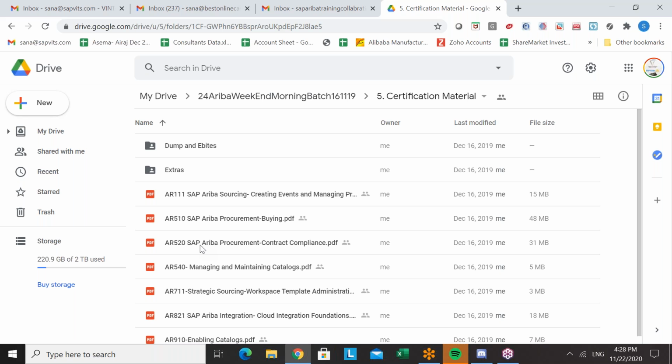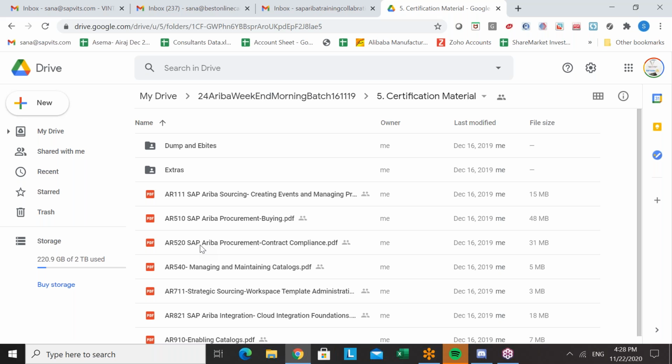And yes, 80% of the content of the certification is covered in our session, but 20% is missing. Why? Because the certification is theoretical in nature, and our sessions are very much practical oriented from a project perspective. So that is why 20% is missing.